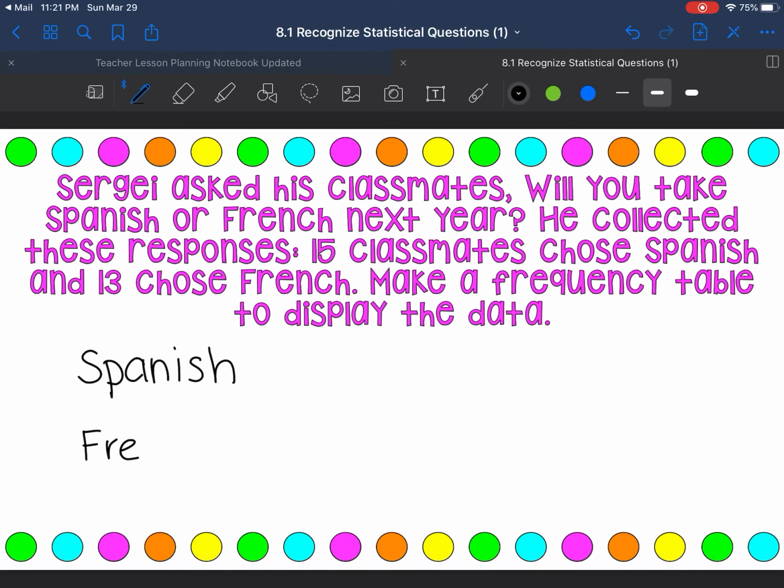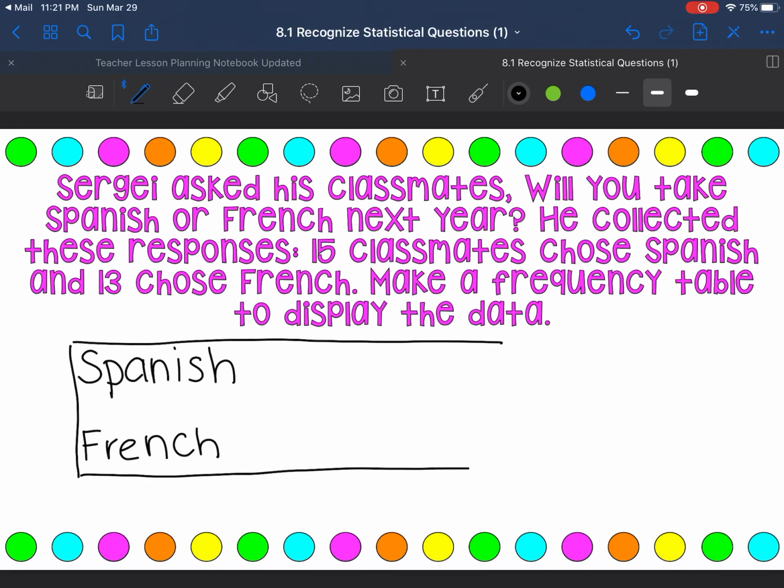When I was in school, you may not care, but when I was in school, we actually had these 2 choices. You could either take Spanish or you could take French. I took Spanish.